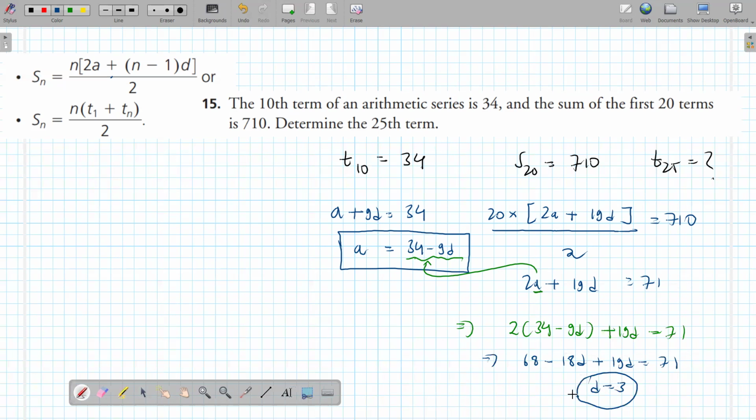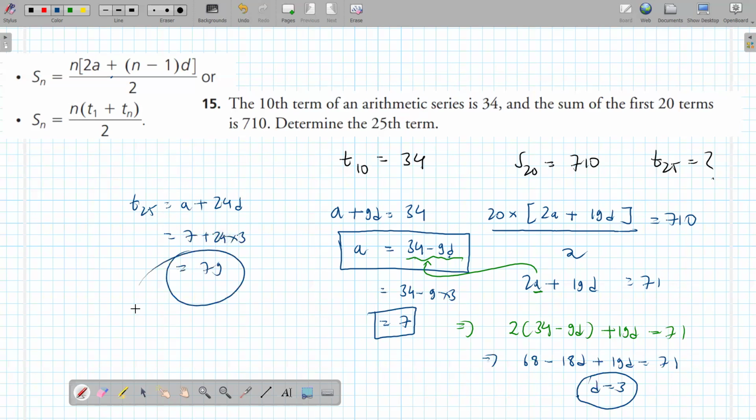If D is 3, we can plug it right back in here to find our A value. It'll be 34 minus 9 times 3. It's going to be 7. So A is 7. From here, it's easy. It says find the 25th term. T25 is A plus 24d. A is 7, D is 3. So it becomes 79. And you are done with this question.